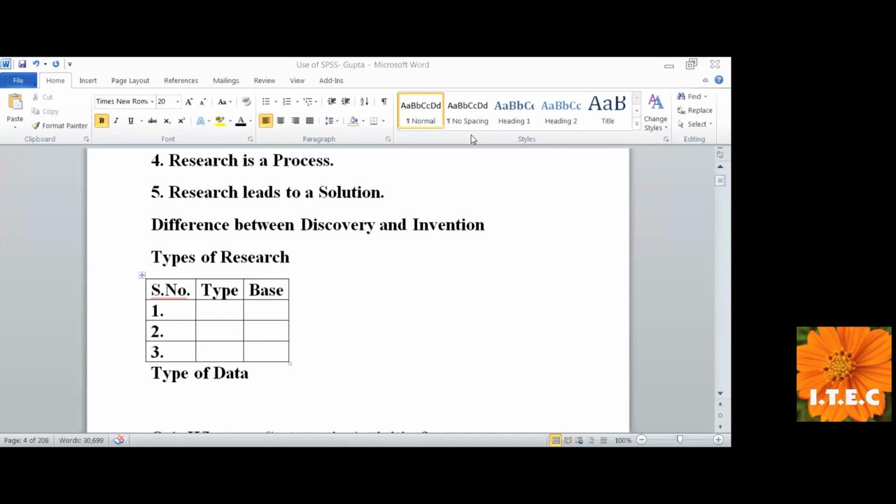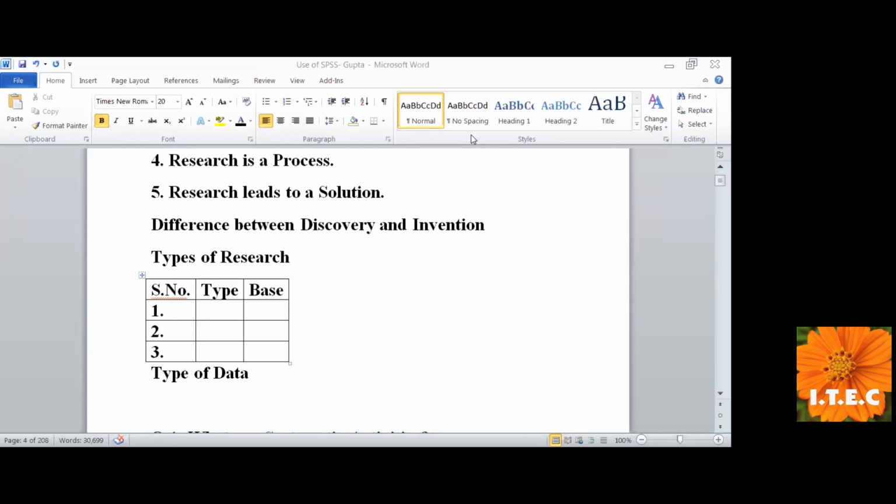I'm sorry to say that primary is a source and secondary is a source. And in large number of the Indian writers, they have given under the type of data as primary and secondary. That is technically incorrect. The data will be qualitative data or quantitative data.